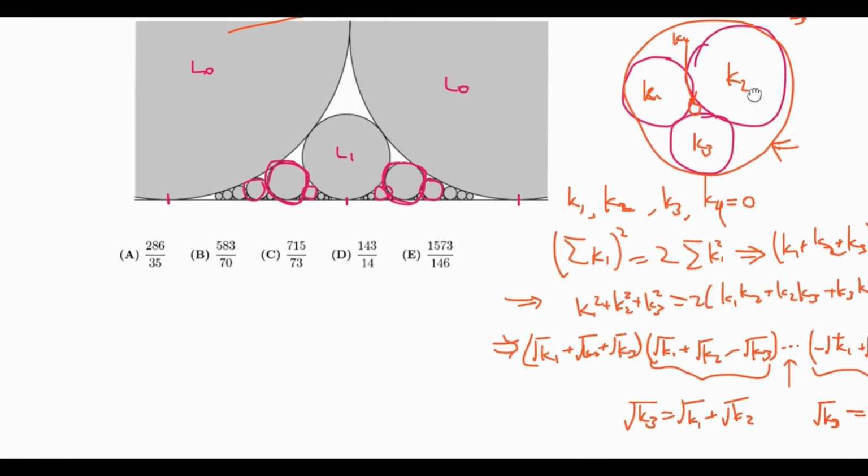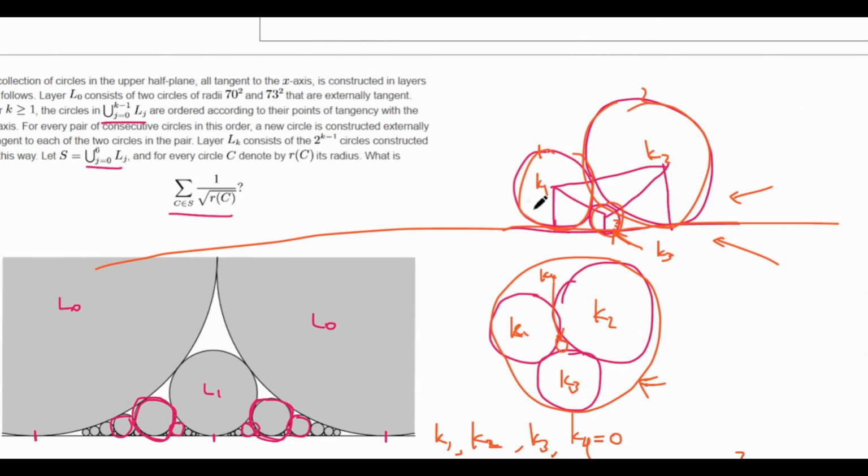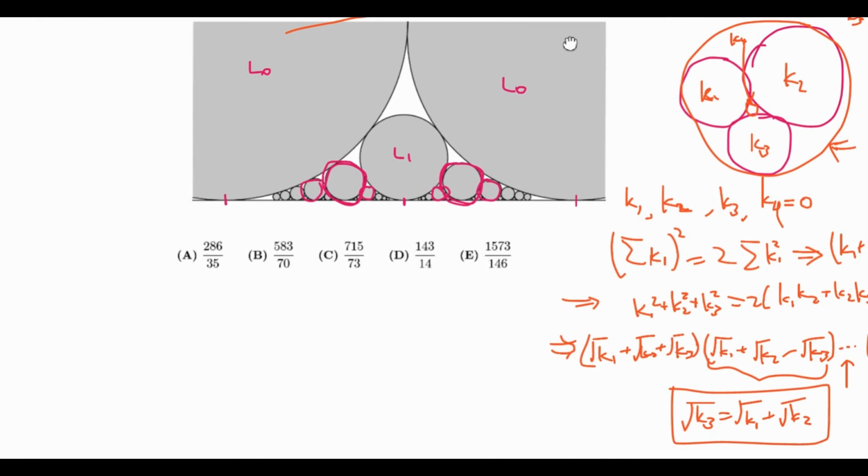So this is the formula we want. And now replacing the k's by the radii of the circles, we get that if the circles have radii r1, r2, and r, the following formula holds. 1 over square root of r equals 1 over square root of r1 plus 1 over square root of r2.